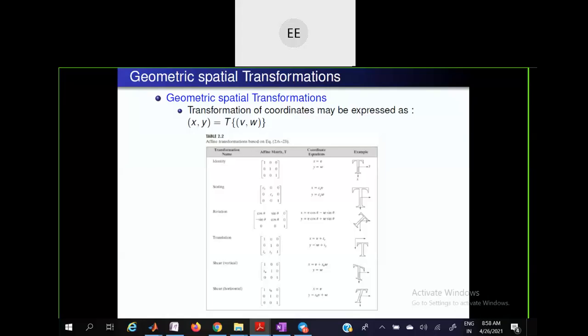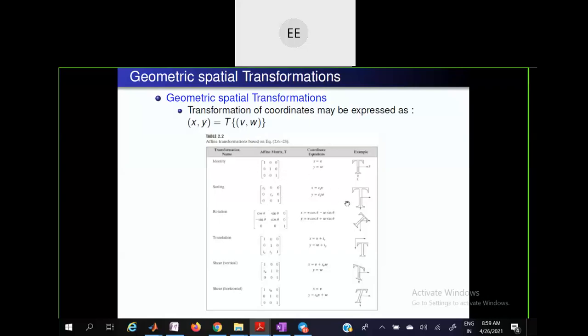For example, in this case, theta is the rotation angle. So any transformation that happens to the coordinates will yield new values of x comma y by doing a transformation on the original coordinates v comma w. Now this is represented in the form of different matrices. Just refer to these matrices. We may not discuss this in detail. This is only to understand that there are different geometrical transformations that happen on an image.